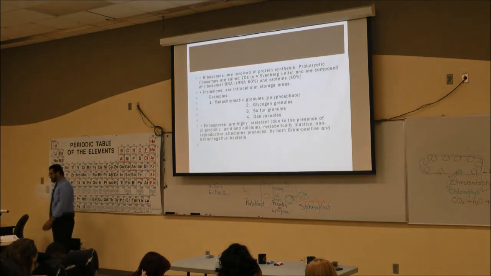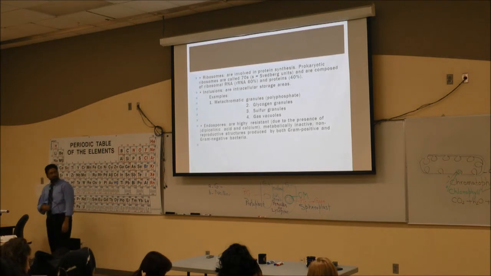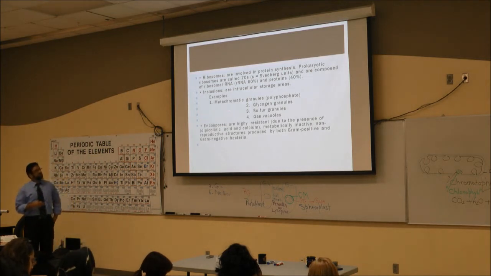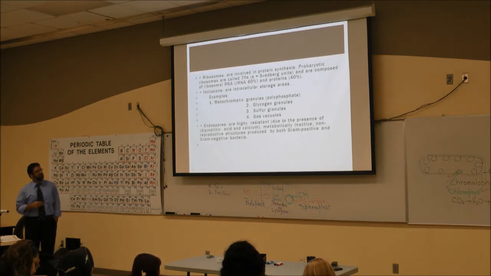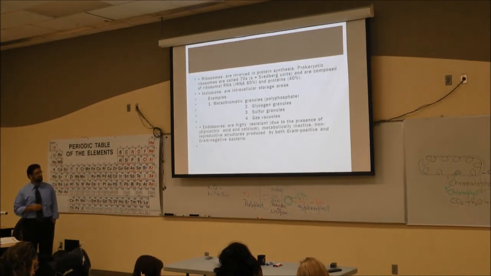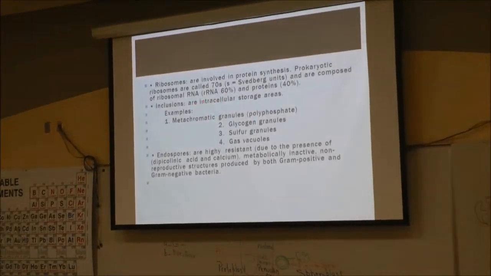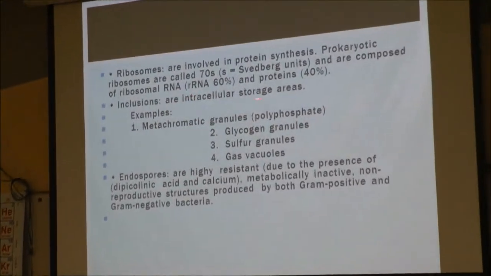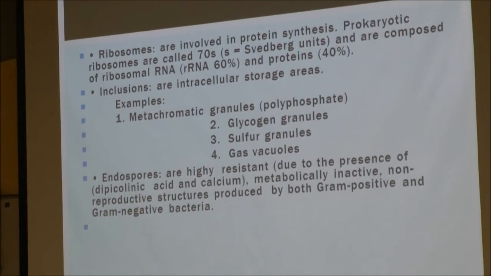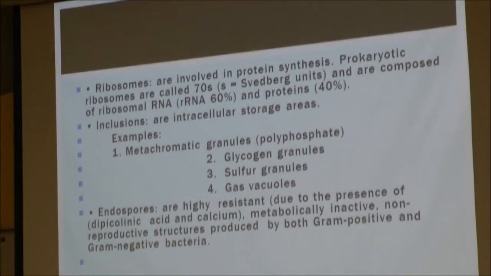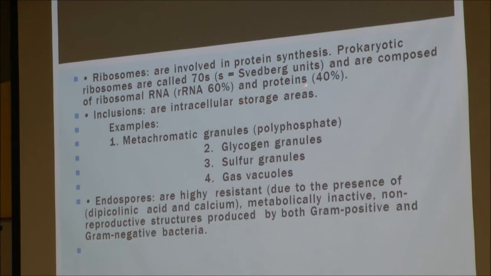Ribosomes, the second major intracellular structure. You need to know the size of the ribosome. Prokaryotes have 70S ribosomes, eukaryotes have 80S. Chemical composition: what is a ribosome made up of? Two types of bricks. One brick is called rRNA, ribosomal RNA, and the other one is protein. So what do you need for the construction of a ribosome? Ribosomal RNA and proteins.